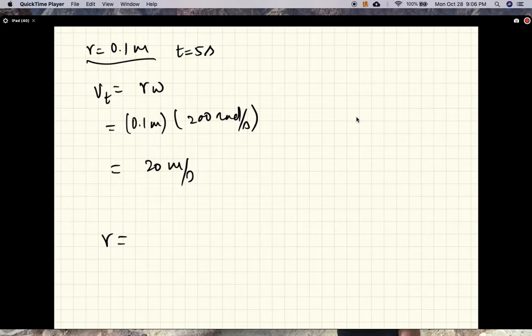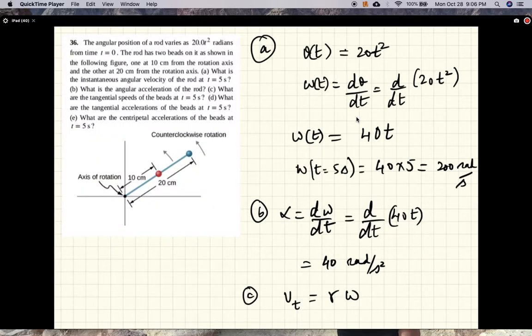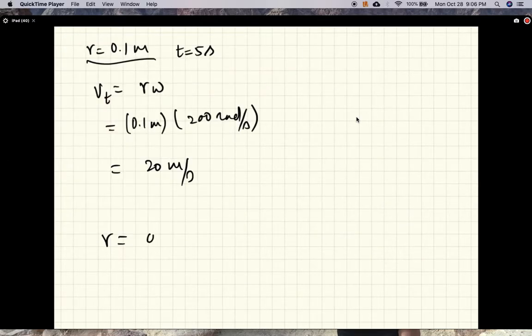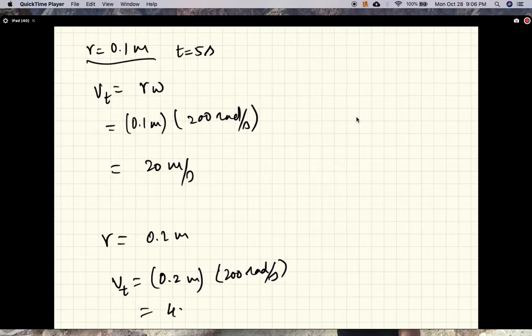And for the bead at 20 centimeters, r equal to 0.2 meters, the tangential speed is 0.2 meters times 200 radians per second, which is 40 meters per second.